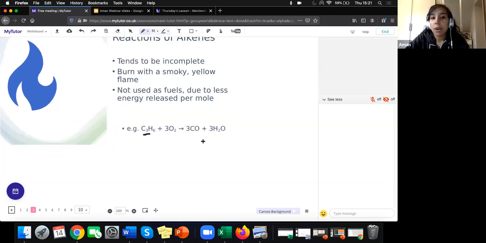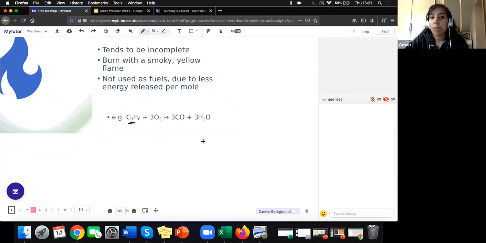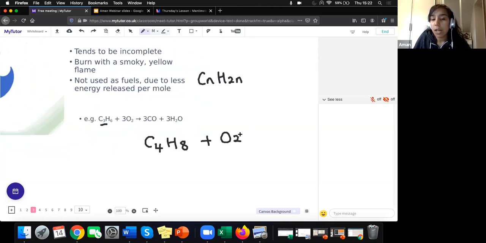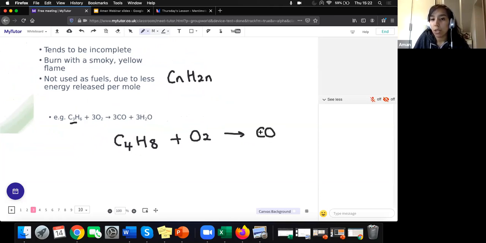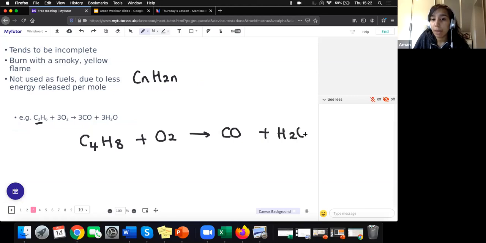So let's have a go at doing the incomplete combustion of butene and ethene. If we start with doing butene first, we'll do butene producing carbon monoxide. That means butene is C4H8. Remember, the general formula for alkenes is CnH2n. So C4H8 is going to react with oxygen, as in all combustion reactions. And because it's incomplete, I've told you it's going to produce carbon monoxide and water. And then we just need to balance that.